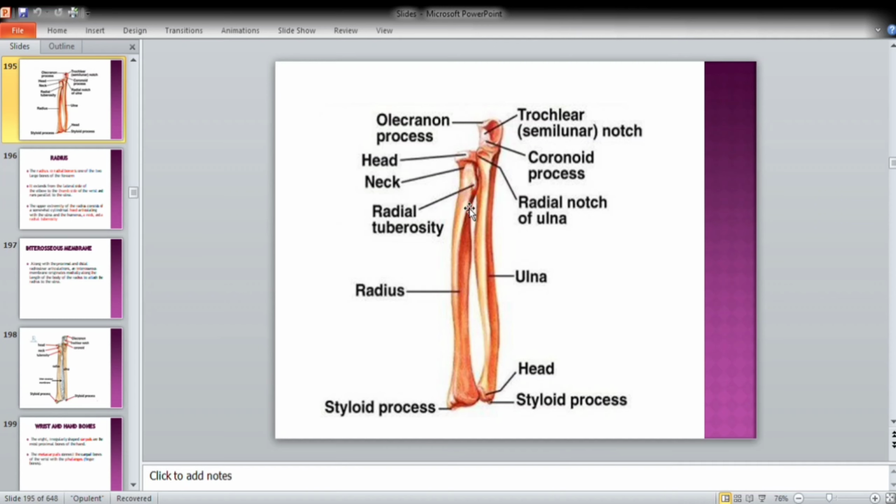To differentiate between ulna and radius, remember that the radius bone has the circular head. This is the radius and this is the ulna. This is the styloid process here. This is the head. And the radial notch of the ulna is here.